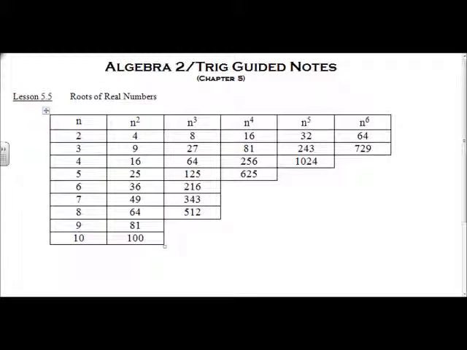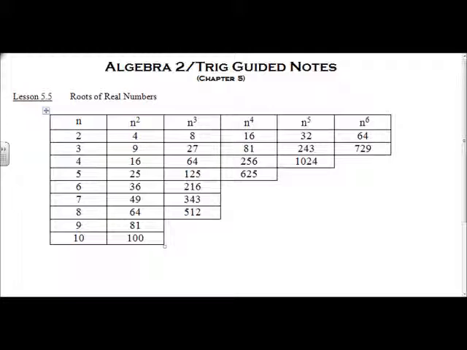Now, first thing we're given is a chart of different numbers, or n, and their different exponents. So here we can see we have where n is 2. If we had n squared then, that would be 4, or n to the third power would be 8, n to the fourth 16, all the way across to, some of them even go as high as n to the sixth. Now, all of these are going to be very, very helpful when we're looking at the roots of numbers.